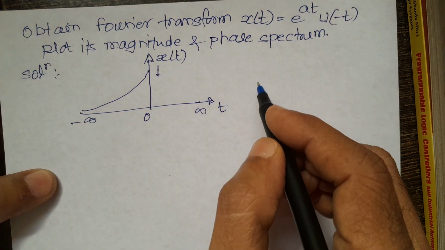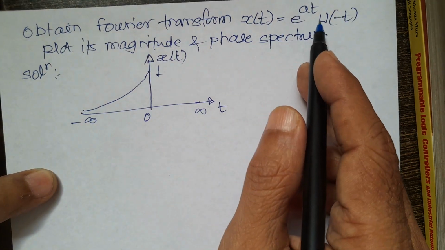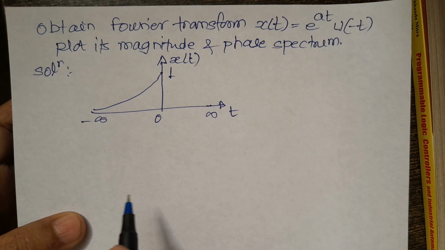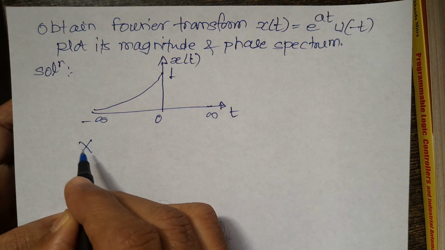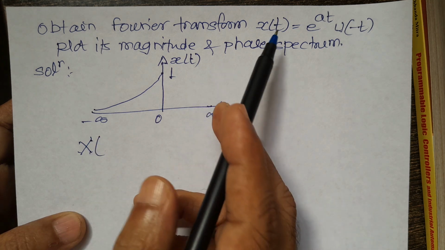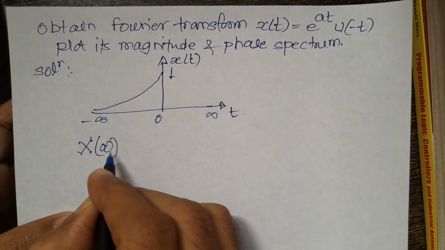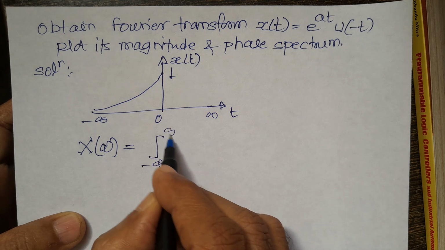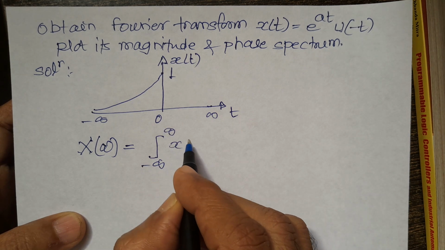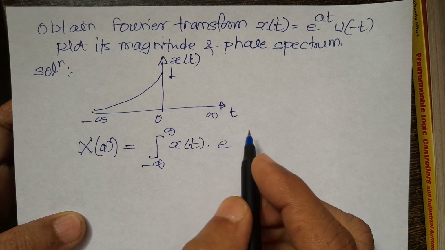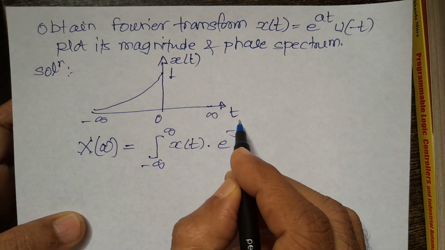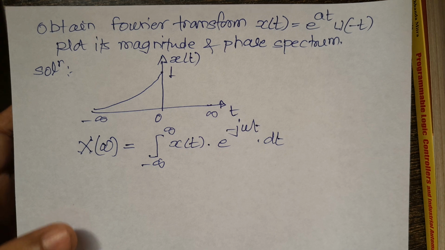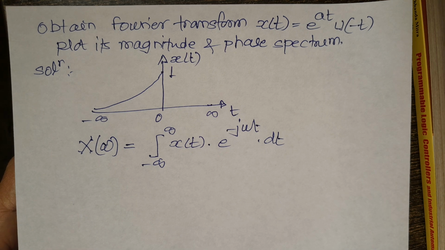The function given is x(t) = e^(at) u(-t). So we have to find its Fourier transform. The equation for the Fourier transform, which transforms the time domain function into the frequency domain, is X(omega) = integral from minus infinity to infinity of x(t) e^(-j omega t) dt. So this is the equation for finding the Fourier transform.